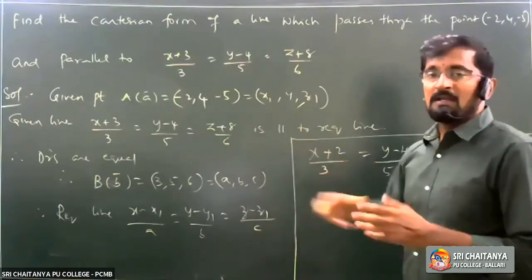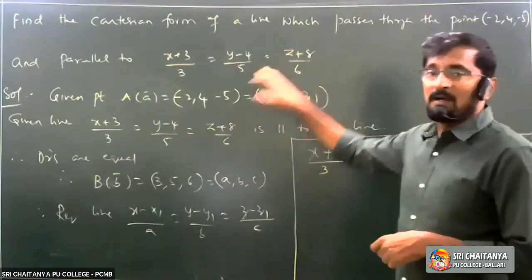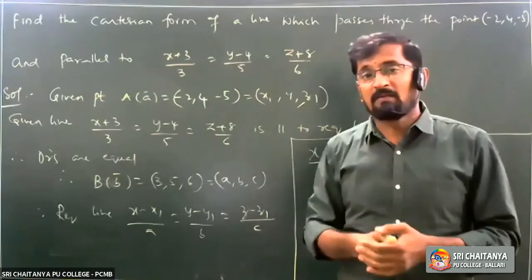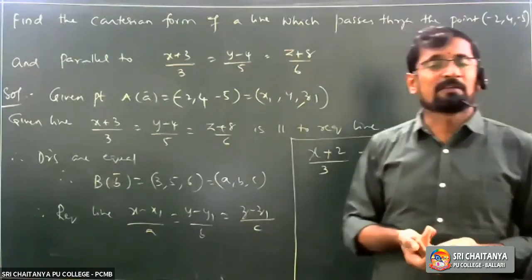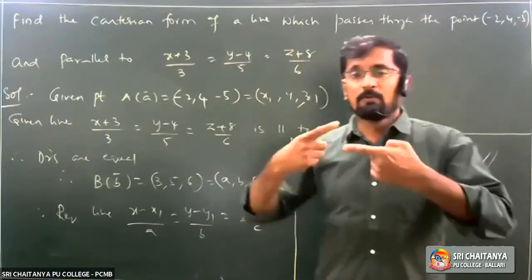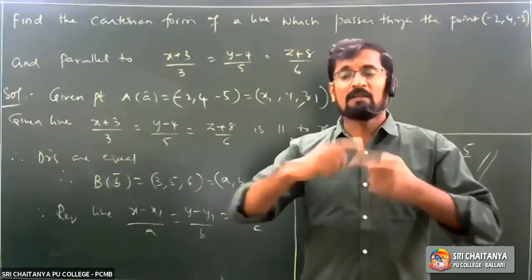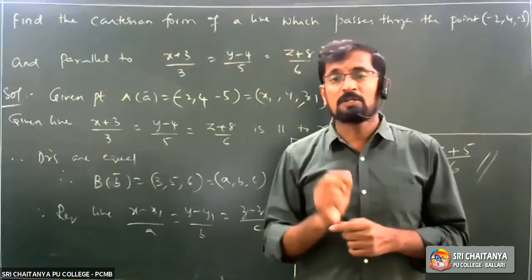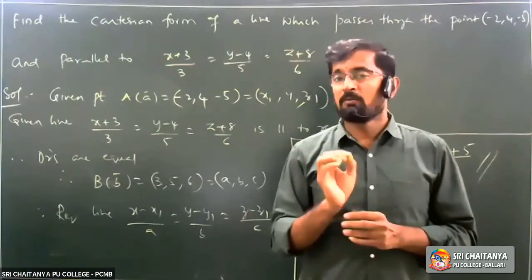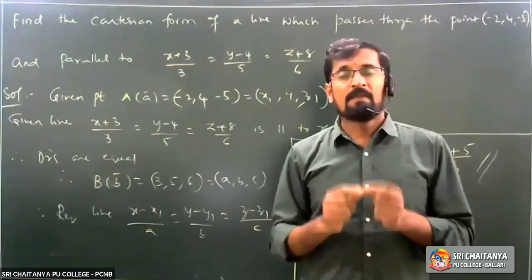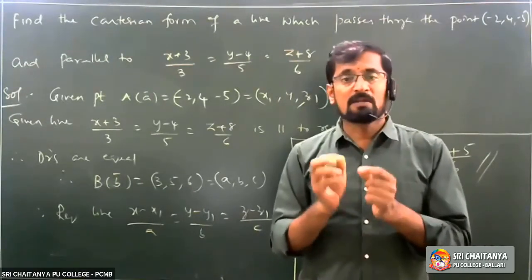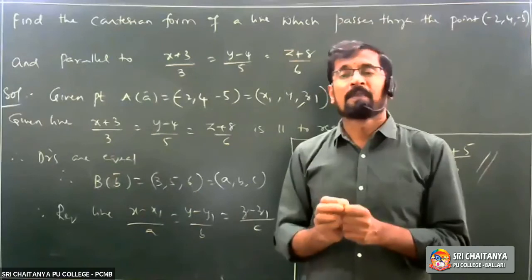And secondly, he has given you one line here. I wrote the given line. This line is parallel to our required line, or you can also consider our required line is parallel to the given line. If two lines are parallel to each other, then the direction ratios of those two lines are equal. I am going to repeat this point. If two lines are parallel to each other, their direction ratios are equal.